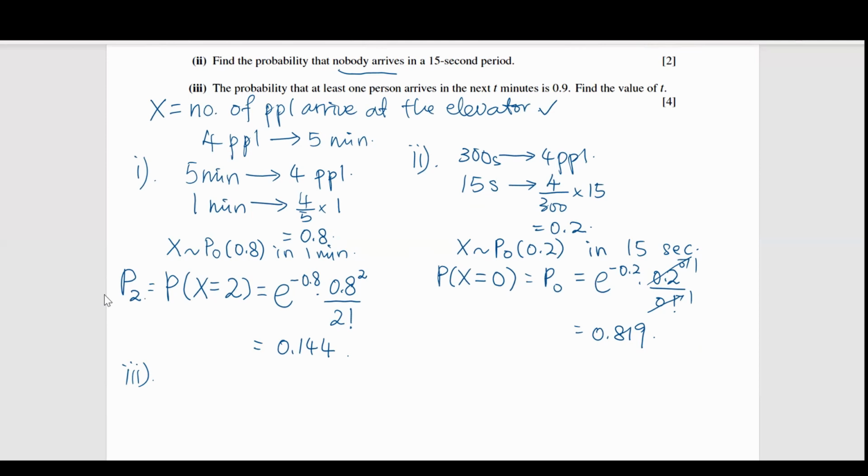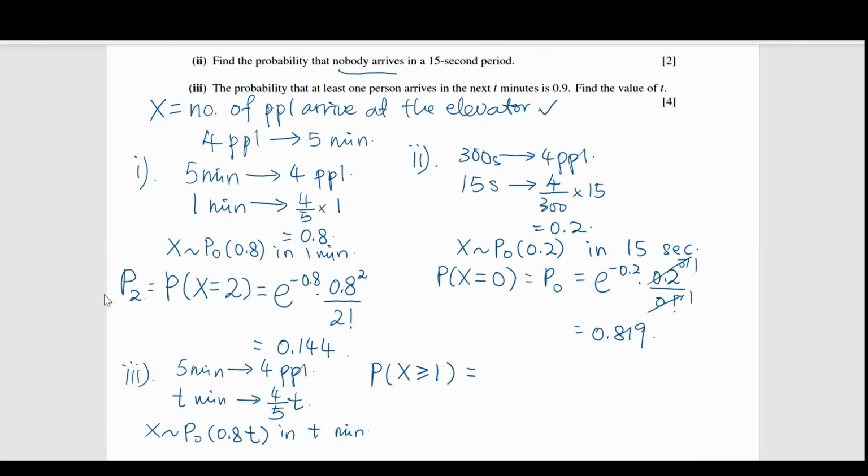In this case, the probability is given as 0.9. So what do we do? Again, in 5 minutes the mean rate is 4 people. So now we have t minutes, which means the constant mean rate is going to be 4/5 times t. That means for the Poisson distribution now, the mean rate 4/5 can be written as 0.8t in t minutes. See, everything is the same. Now, finding the probability that at least one person arrives, which means x is greater than or equal to 1, and this probability is equal to 0.9.